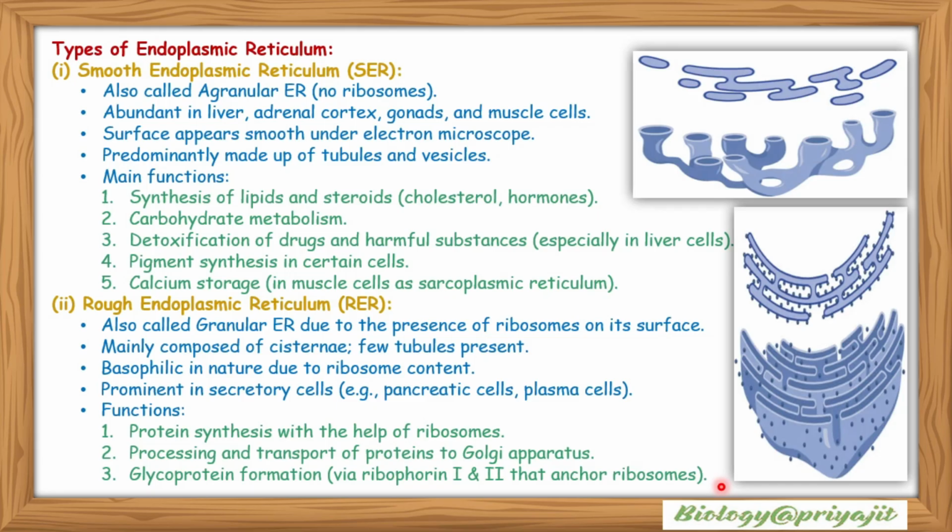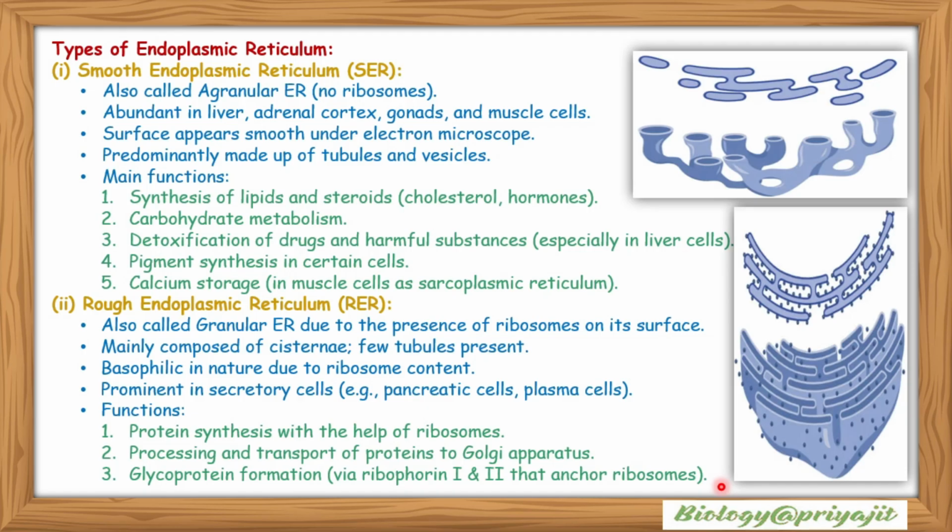So what we found is that smooth endoplasmic reticulum is the portion of the endoplasmic reticulum where ribosomes are absent on the surface, and rough endoplasmic reticulum is also known as granular endoplasmic reticulum due to the presence of ribosomes on its surface. They are mainly composed of cisternae. Few tubules are present, but smooth endoplasmic reticulum is made up of only tubules and vesicles. The smooth endoplasmic reticulum is found abundantly in liver, adrenal cortex, gonad, and muscle cells. But rough endoplasmic reticulum is basophilic in nature due to ribosome content.